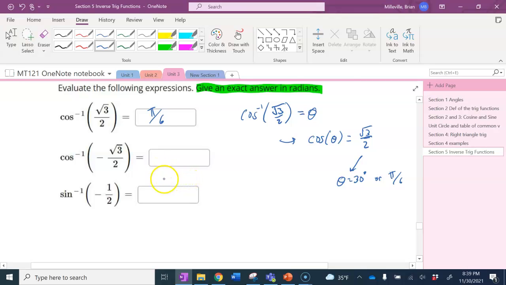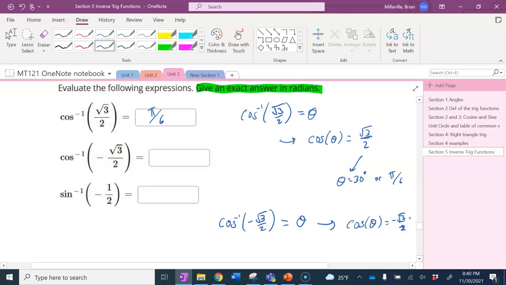Let's do this next example. Again, how would we do inverse cosine of negative square root 3 over 2? Again, same thing, call that theta, and rewrite that into a more familiar situation. Cosine of what angle would give us negative square root 3 over 2?